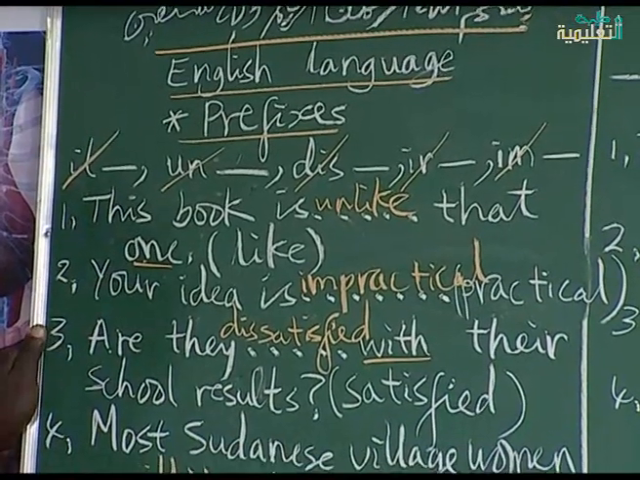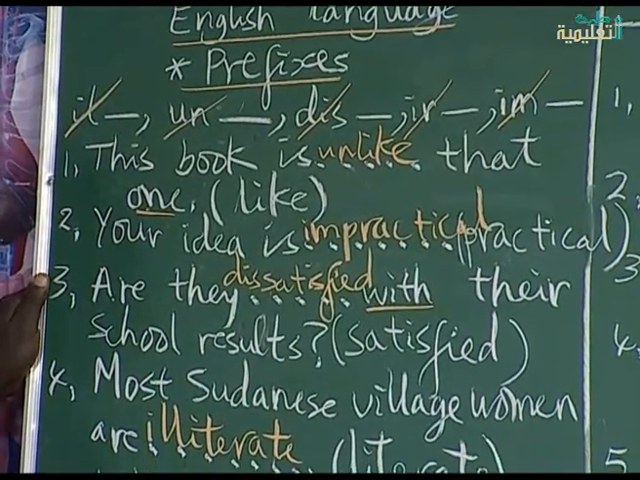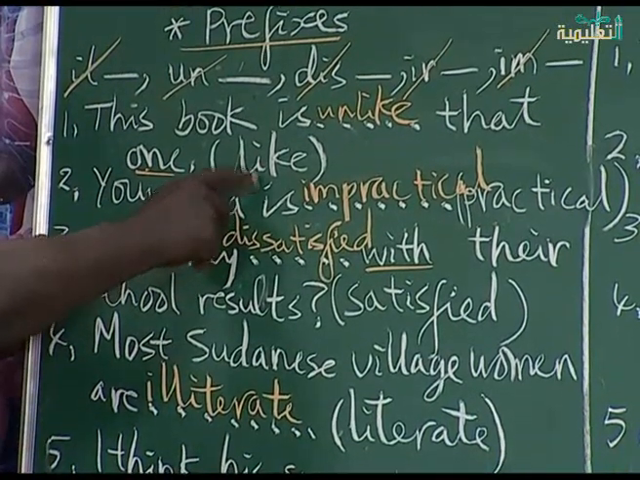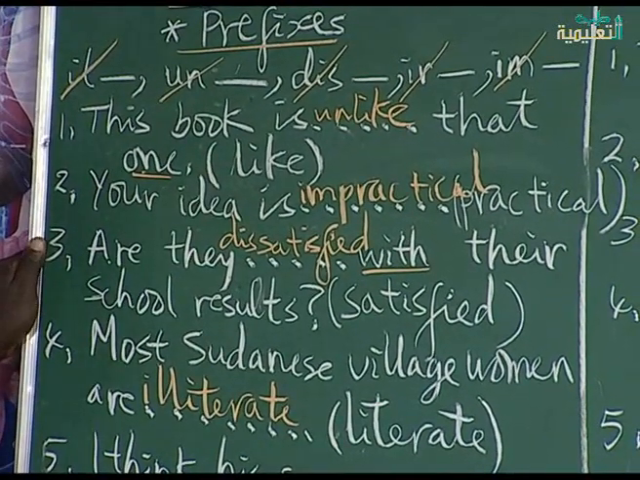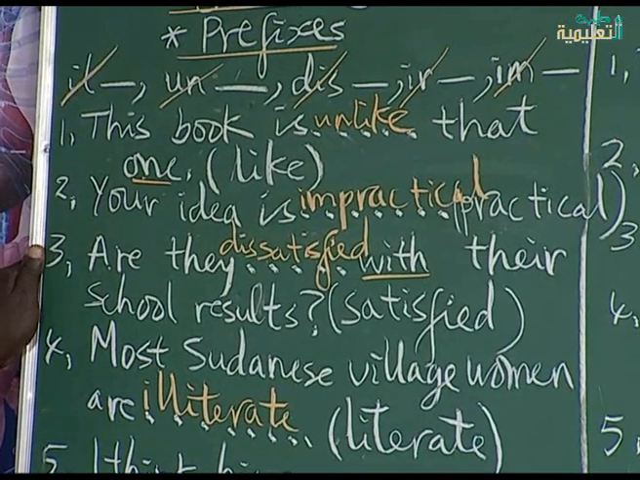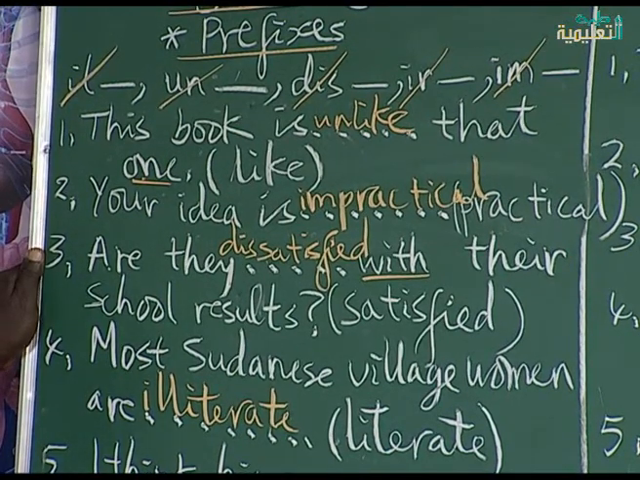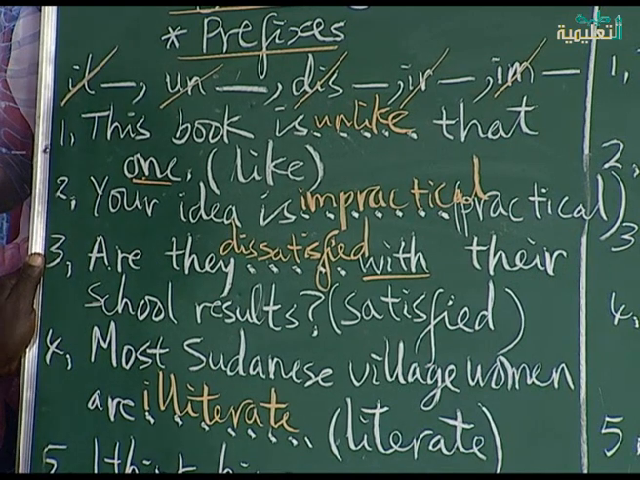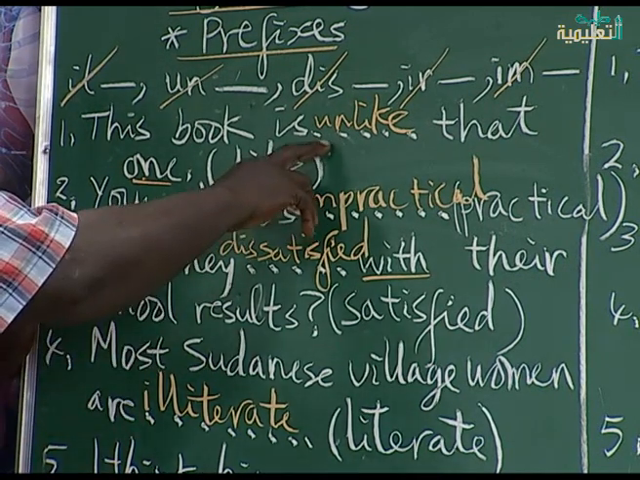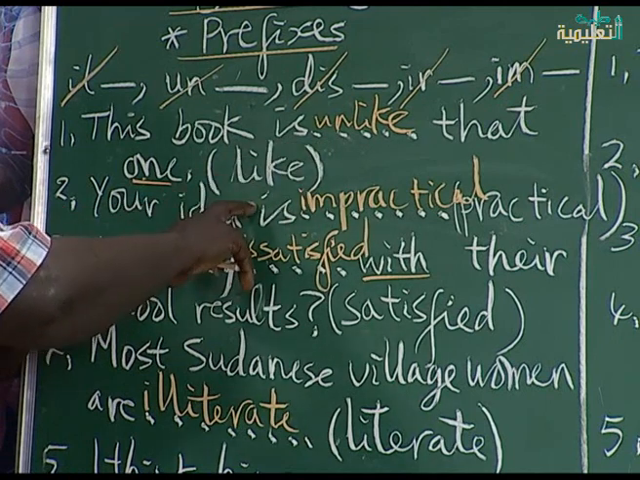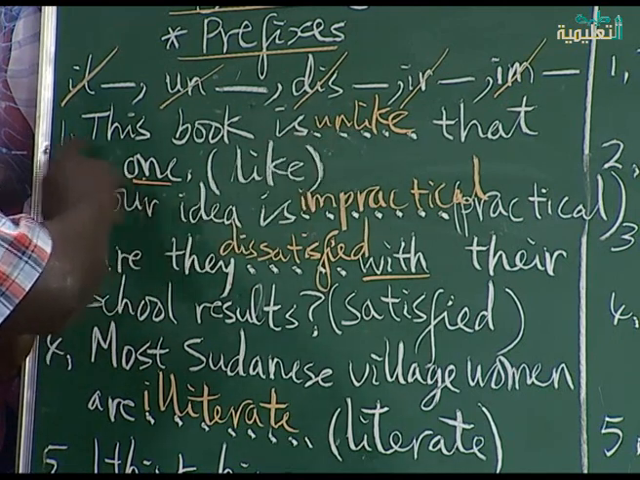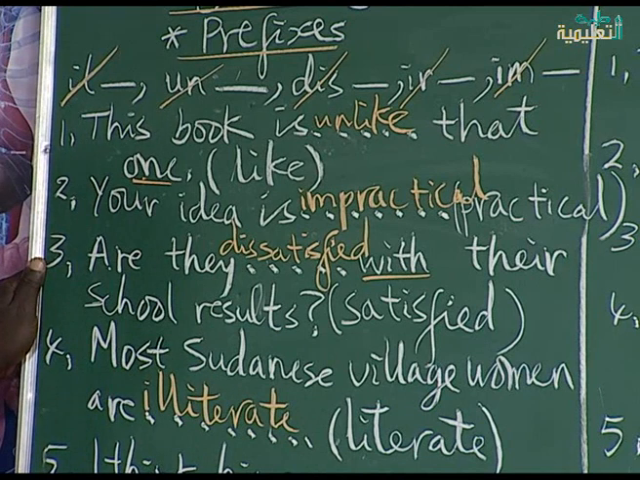This book is dots, that one. See? Here we have like. You must remember that like has two options, خيارين اتنين. Either to have the prefix an or to have the prefix dis. Well, like is an adjective, صفة. It is going to have the prefix an. So here, like is an adjective. It's going to be unlike. So the sentence reads, this book is unlike that one.